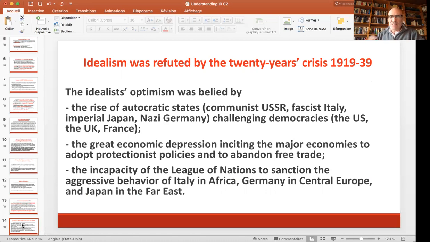As I already said, these international economic institutions will be established after World War II, to some extent, because of the lesson drawn by the Americans after World War II.